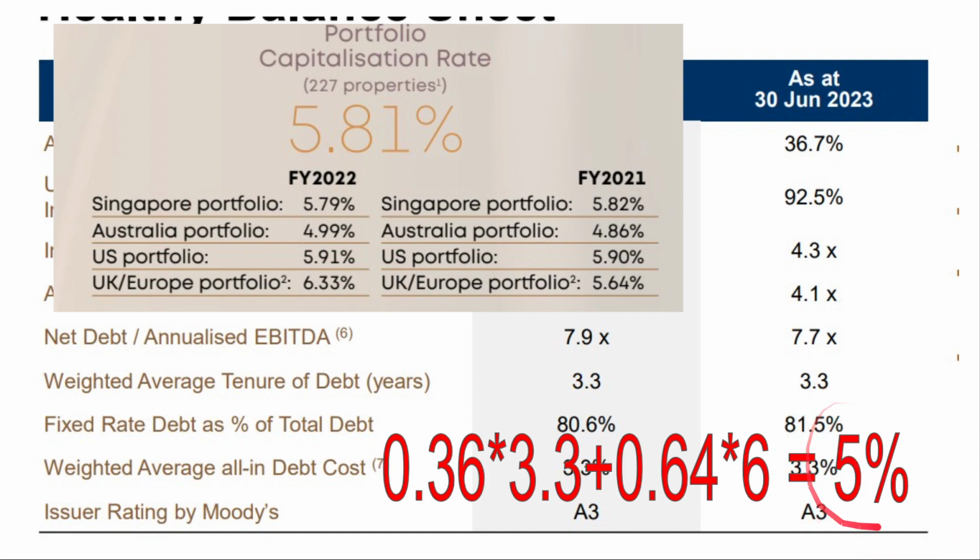even at this level, you're still able to make accretive acquisitions in Singapore, in the US, in the UK and Europe. So therefore, I would say that the REIT deserves to trade at around book or even slightly above book, because even at this current funding structure, it's able to make accretive acquisitions in 3 geographical locations across asset classes.